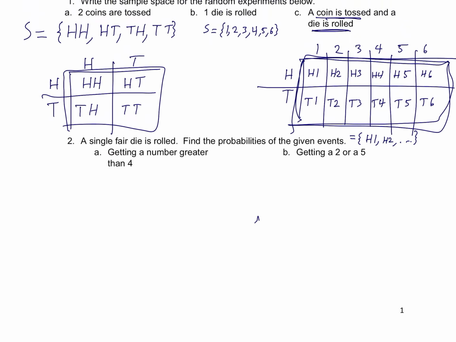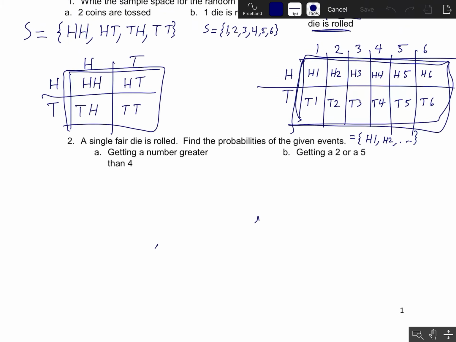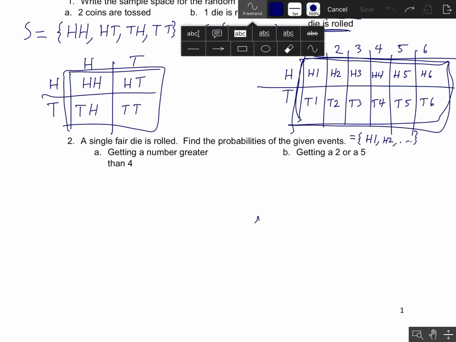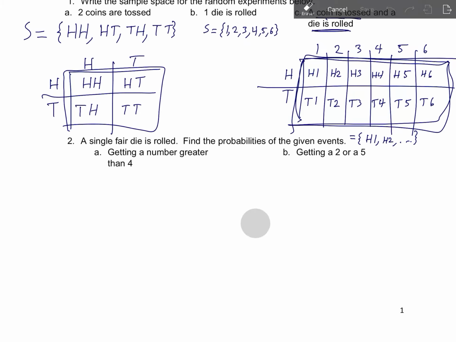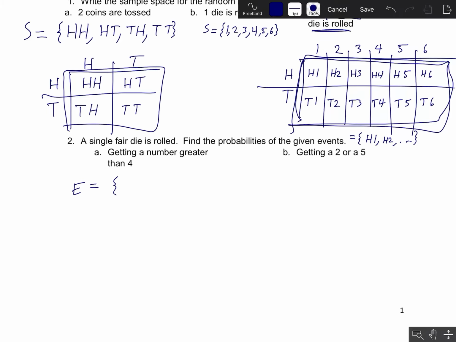So next, let's look at example 2 here. So here a fair die is being rolled, and we want to find the probabilities of these given events. So in part A, we want the probability of getting a number greater than 4. So if you want the probability of a particular event, what you should do is enumerate all of the elements in that event, or all of the outcomes in that event. So here we have a number greater than 4. If you're rolling a die, that would mean that you're looking at the event 5, 6.